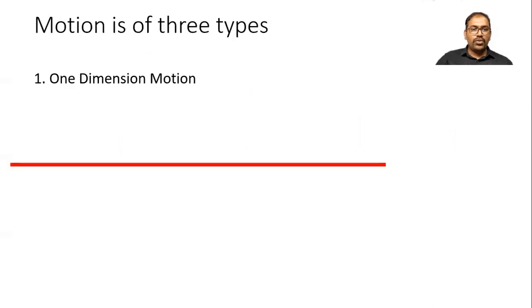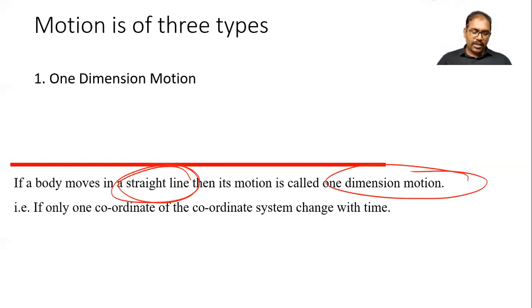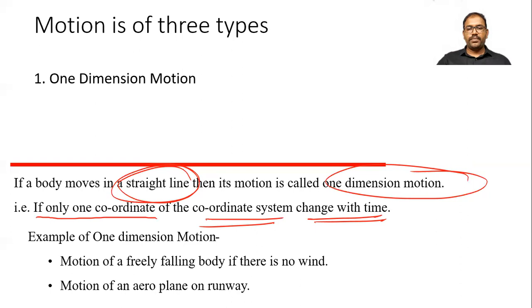Now, motion we divide into three types. First one is one-dimensional motion. What is one-dimensional motion? If a body moves in a straight line, then its motion is called as one-dimensional motion. If only one coordinate of the coordinate system changes with time, then body is said to be in one dimension.